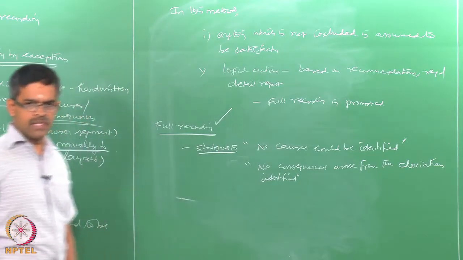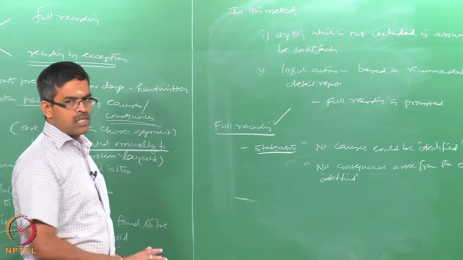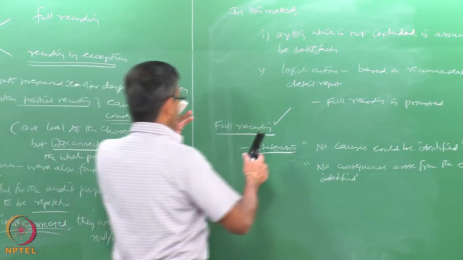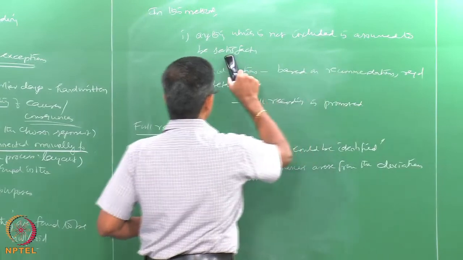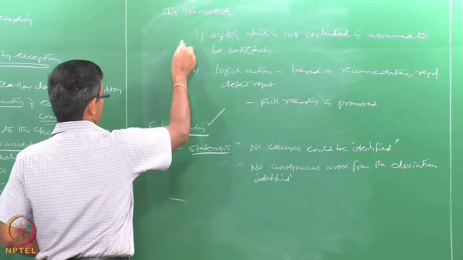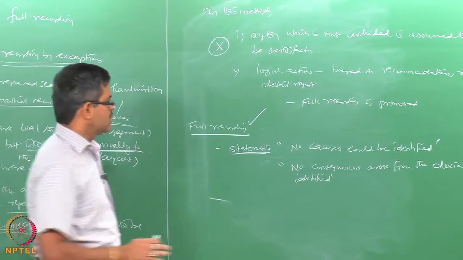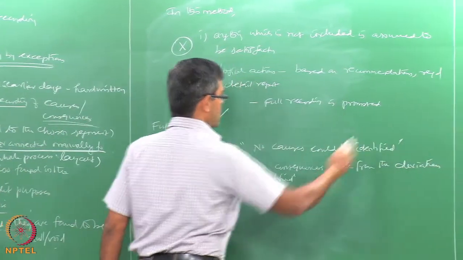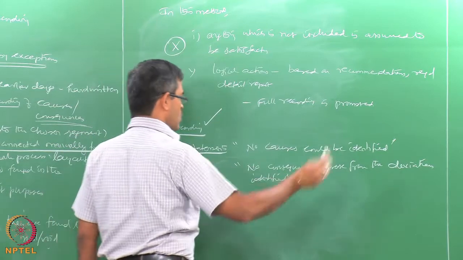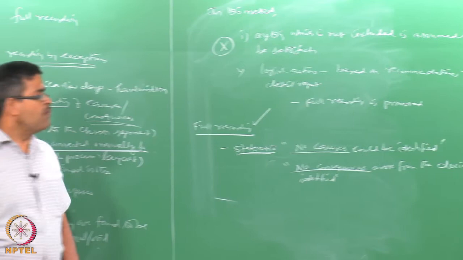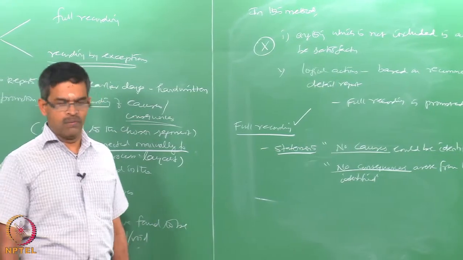So, full recording in the sense the Hazop report does not leave any ambiguity, saying that whichever is not written is considered to be satisfactory. It is an ambiguous statement, okay? It is not preferred. Therefore, full recording will even include statements like this: no causes identified, no consequences arose. So, they are very explicit in writing these sentences, and therefore, full recording became actually very useful.